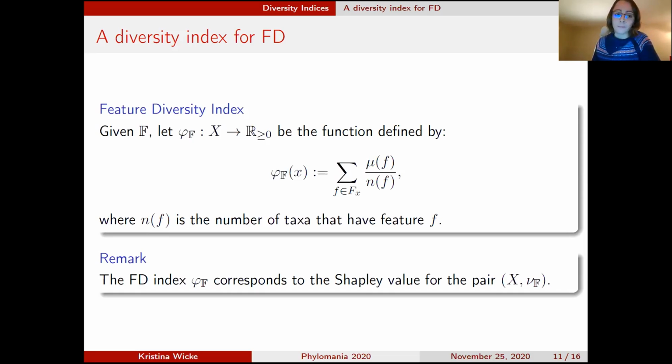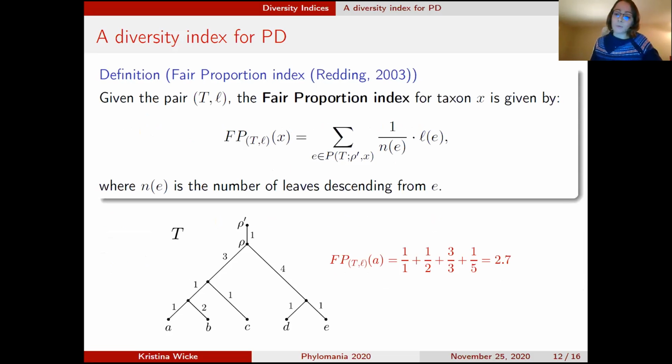You can, of course, do the same thing for phylogenetic diversity. And in fact, phylogenetic diversity indices are very well studied in the literature. So there's also a Shapley value, there's an equal splits index, and then there's, for example, the fair proportion index. And I'm just going to mention the fair proportion index because this one is actually used in a real conservation scheme, namely in the Edge of Existence project established by the Zoological Society of London.